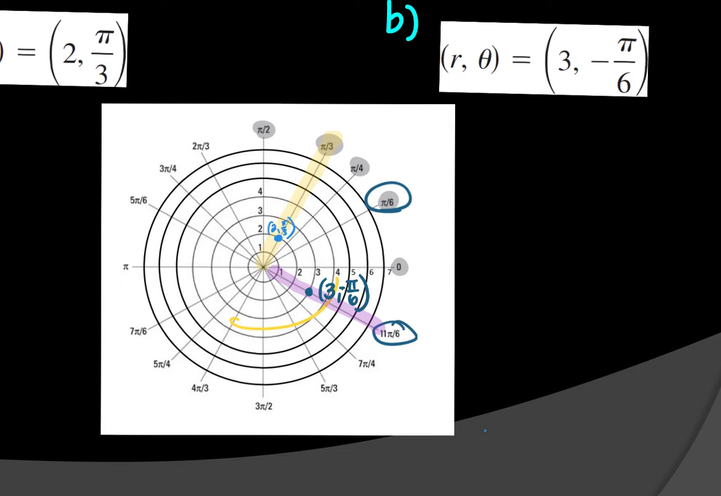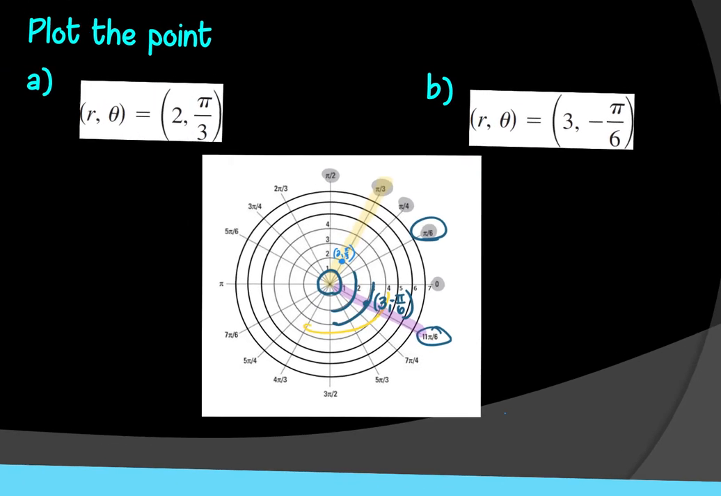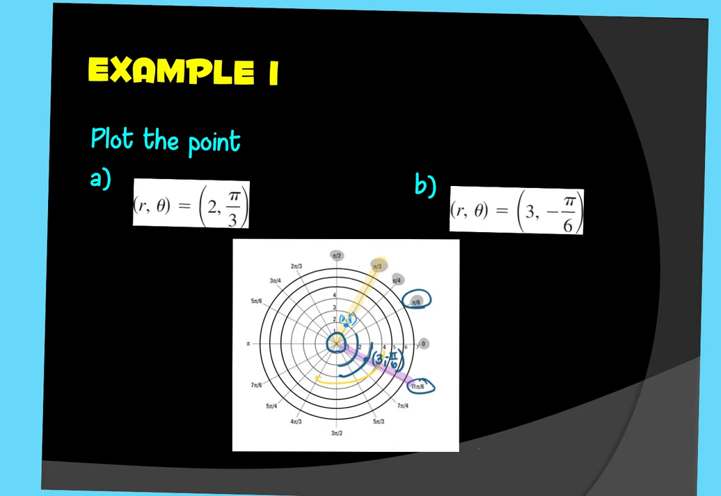Okay, and why? Wait, I don't understand. How do we know where to plot the point? On the angle or on the ring? On the ring. So you go to the third ring. So this is 1 ring, this is 2 rings, this is 3 rings. Well, I'm going to show you that in a second. Wait, so the reason you put it at 11 pi over 6 is because negative pi over 6 is 11 pi over 6. Those are the same thing.